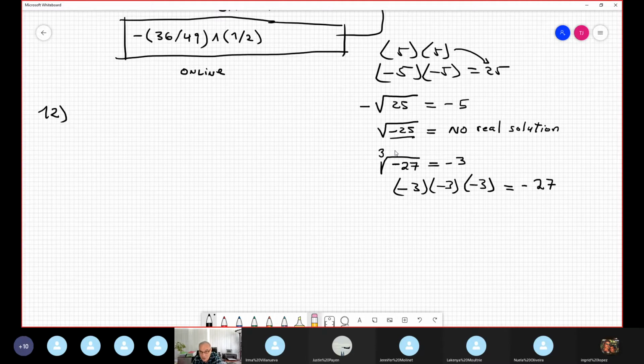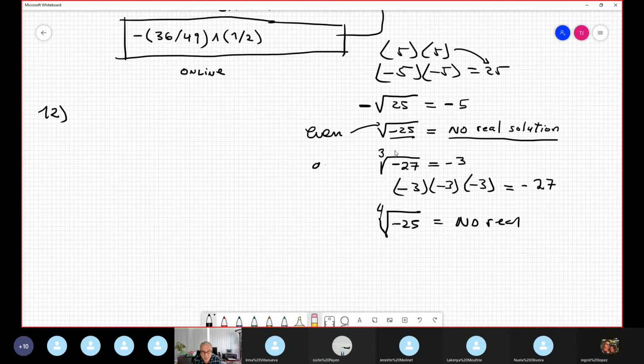There is a reason. Fantastic. When the negative is outside the radical, you ignore it and you put it in the final answer. We have two possibilities. Even index, like a 2, like a 4, is also no real solution. And odd index allows a negative number inside, and you give me a real solution. This is real.